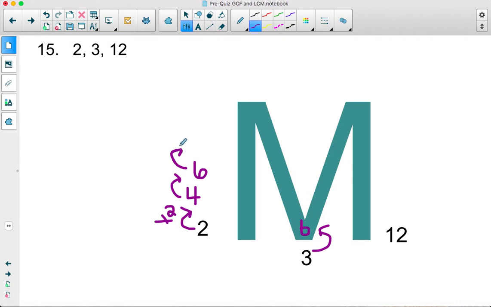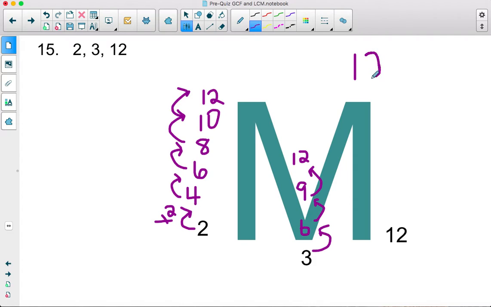So I continue to go up by 2 to get 8, go up by 3 to get 9, still no match, 8, 9, and 12. Go up by 2 again to get 10, getting high. 9 plus 3 is 12. So now these two match. I've got to get this 2 group to match. And when I do add 2 again, I get an answer of 12. 2 times 6 is 12. 3 times 4 is 12. And 12 doesn't have to do any work. 2 and 3 will meet up with 12 on the mountain.